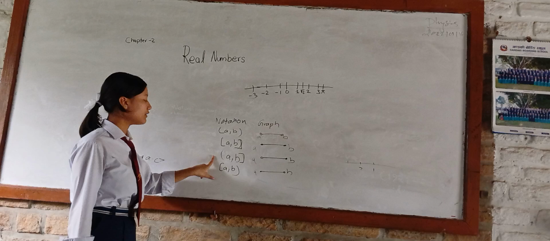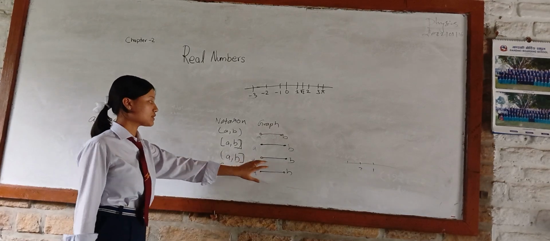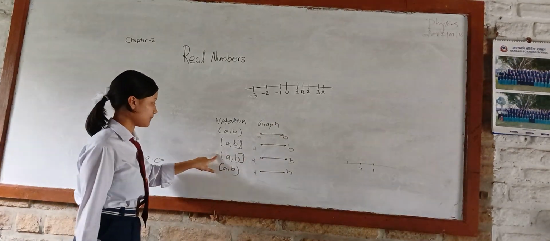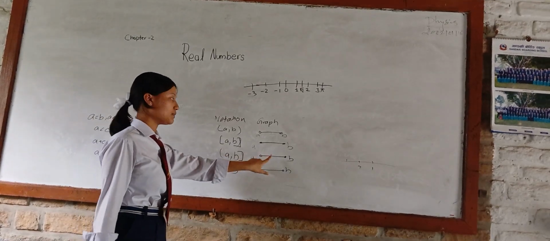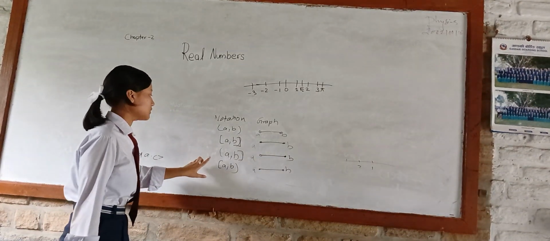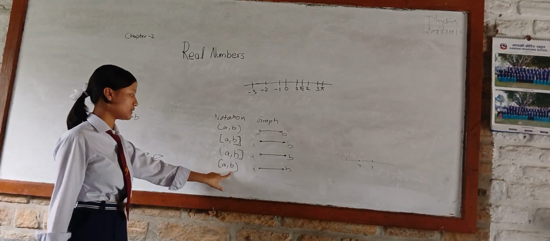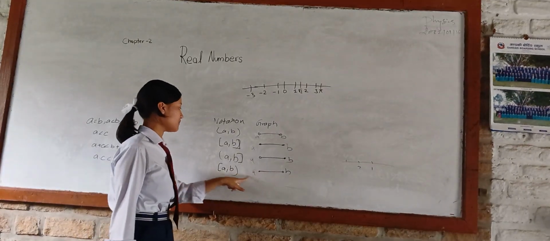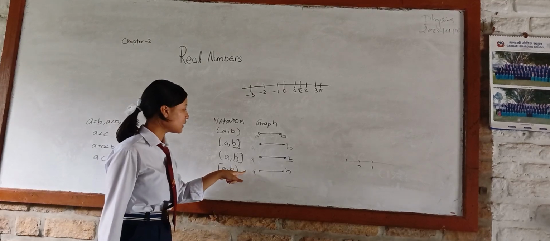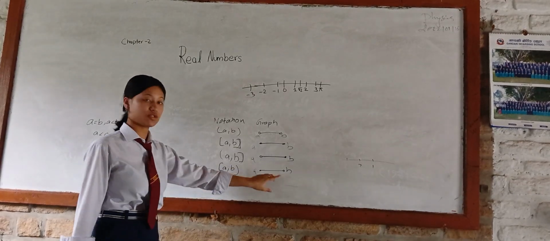Or one is left open or right closed interval. This is the graphical representation, and it states that it doesn't contain a, but it contains the point b. Last one is left closed or right open interval. This is the graphical representation, and it contains a, but it does not contain b.